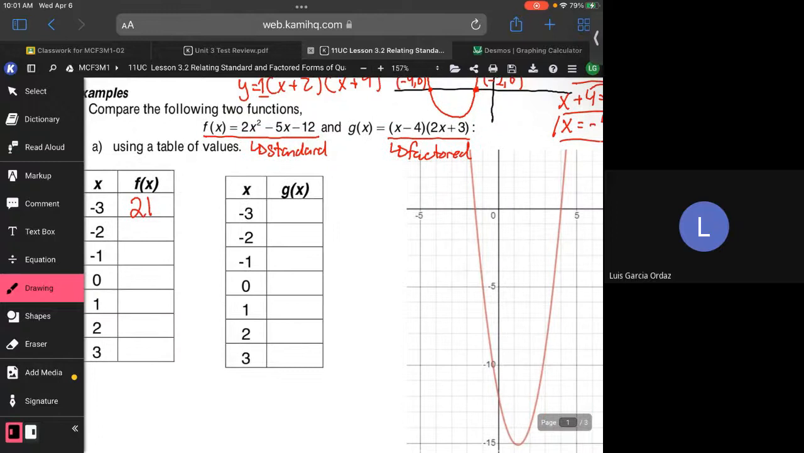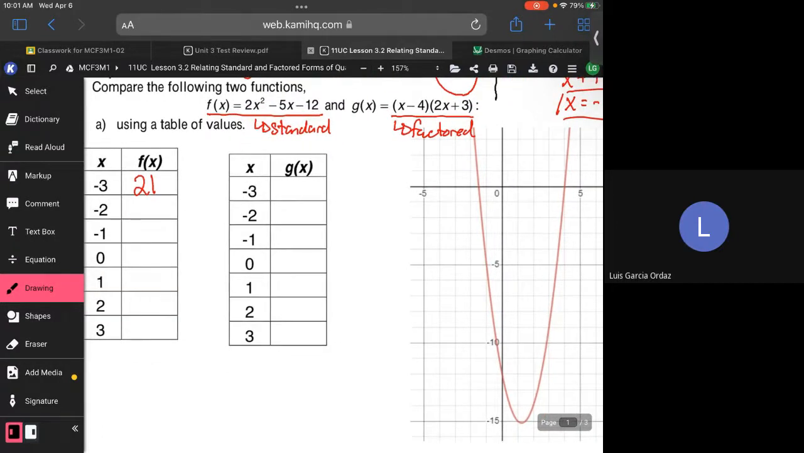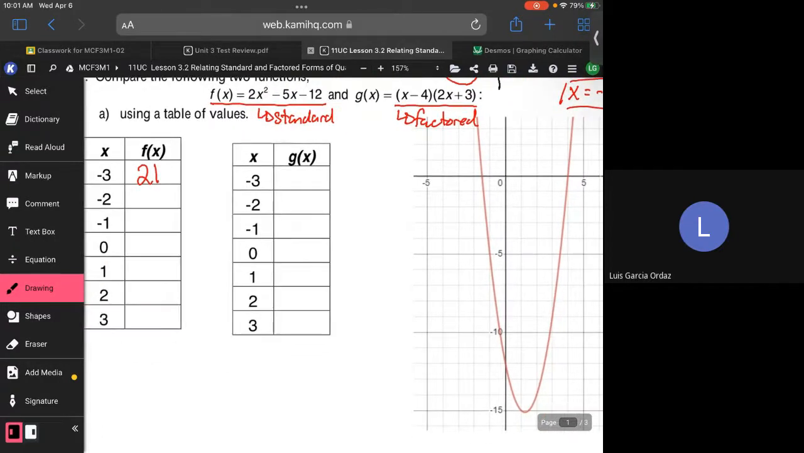So now we'll do the same thing for g of x. We'll evaluate when x is negative 3. So g of negative 3 is equal to negative 3 minus 4 times 2 times negative 3 plus 3. What's negative 3 minus 4 in my first bracket? Negative 3 minus 4 is negative 7.